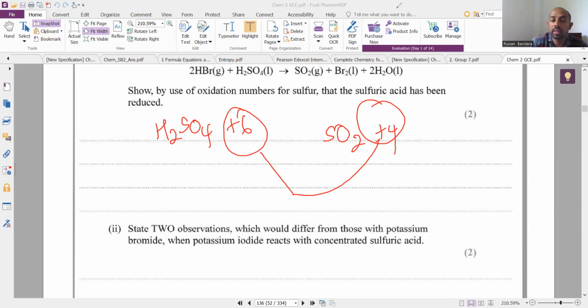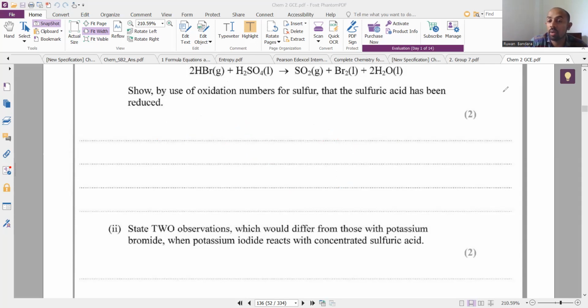Okay. Next one, state two observations which differ from those with the potassium bromide when potassium iodide is added. Now, what are the two different observations? Can we say choking smell? Choking smell is already there. No, rotten egg smell. Yeah, rotten egg smell, purple vapor of iodine, and also yellow solid of sulfur.